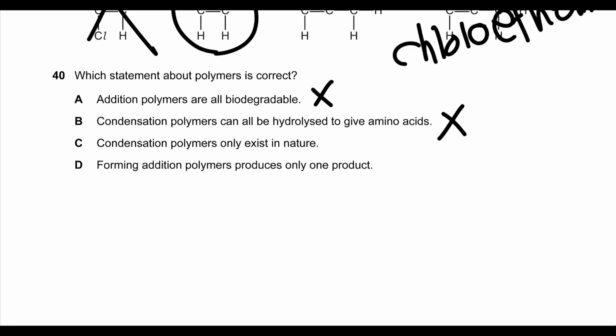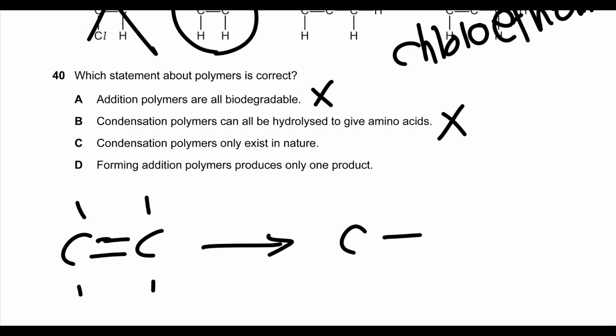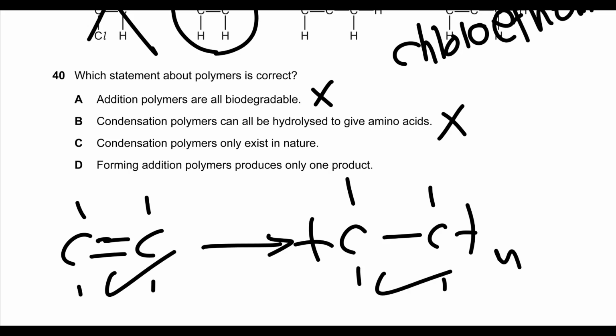No. We have a lot of synthetic polymers, and these polymers are condensation polymers. For example, all the polyesters that are used for making clothes are industrial, synthetic polymers. They aren't natural. And the last option, forming addition polymers produces only one product. So you may have this example. This is the monomer, and this is the polymer. So one reactant, one product.